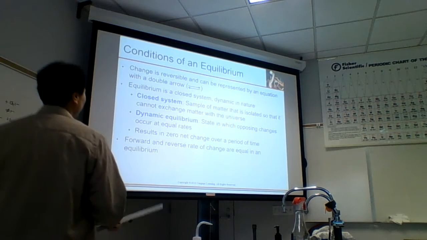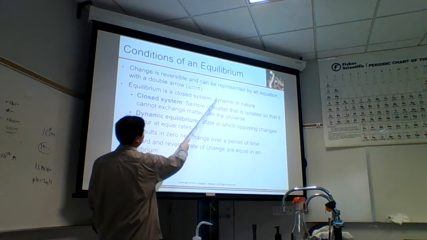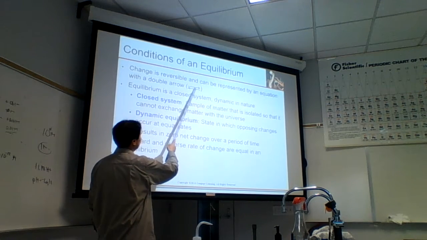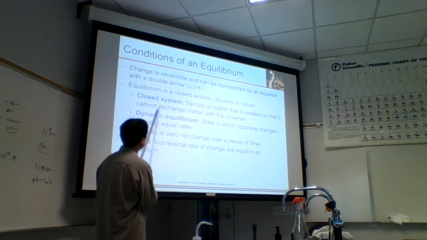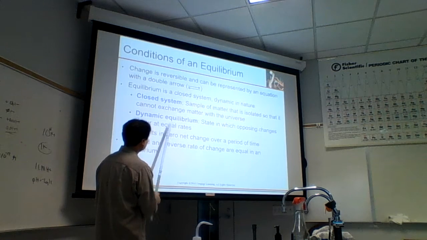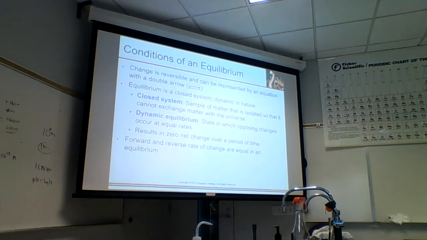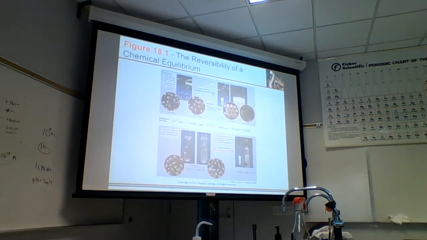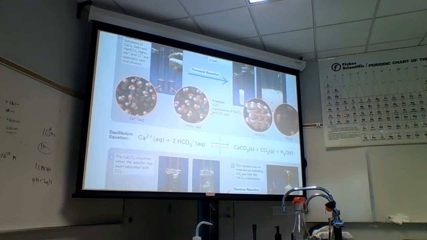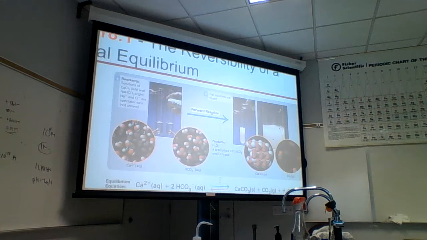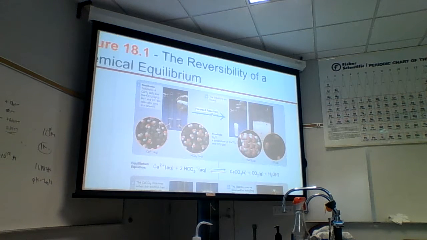But the equilibrium is dynamic equilibrium, so we have these double arrows that we show for it. In a closed system, it's dynamic equilibrium, and once we hit the state of dynamic equilibrium, there's no net change. A lot of the stuff on this slide I don't really worry too much about. This is the reversibility of the equilibrium here.